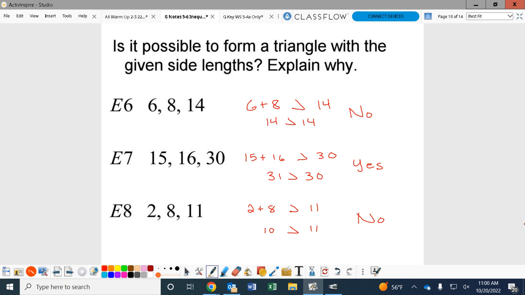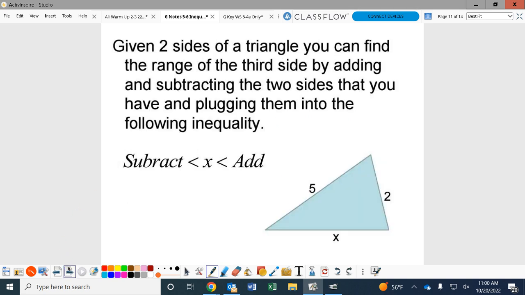Okay. The last rule, again, several problems on the test, so you've got to know how to do this. Here's your other formula today. The other formula today looks like this. Subtract less than x less than add. So, when you have a triangle and you know two sides, you're going to be able to find what's called the range of how big the third side could be. The third side could be anywhere from this number to this number.